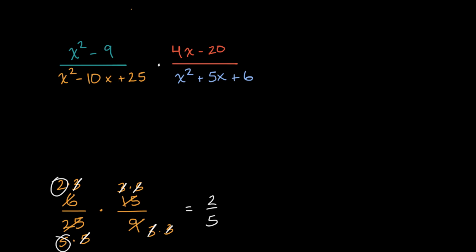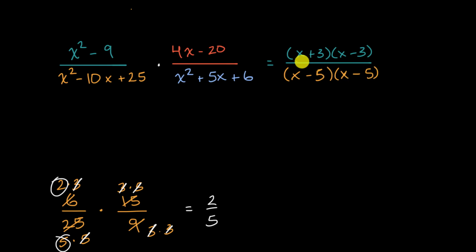So let's get started. This is going to be equal to, I'll just rewrite everything, x squared minus 9. How do we factor that? Well, that's going to be a difference of squares. We could write that as x plus 3 times x minus 3. And then that is going to be over this business. Let's see, 5 squared is 25. Negative 5 plus negative 5 is negative 10. So this is going to be x minus 5 times x minus 5.